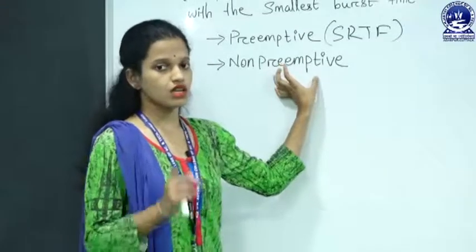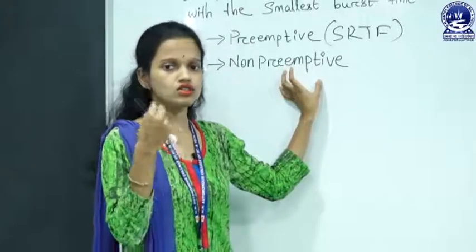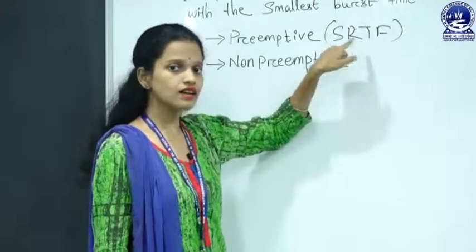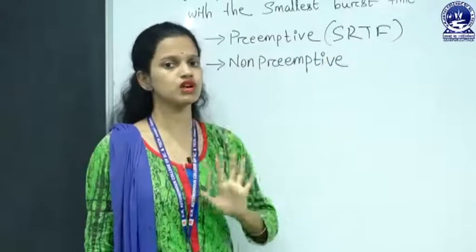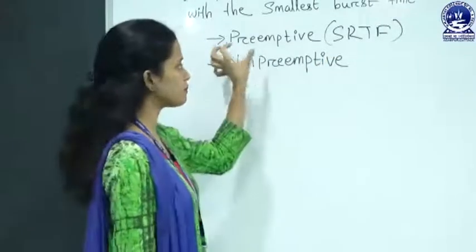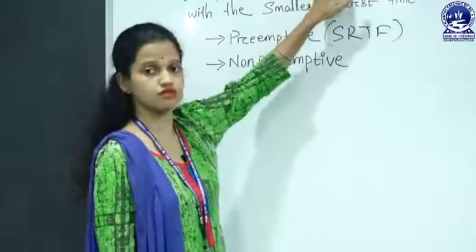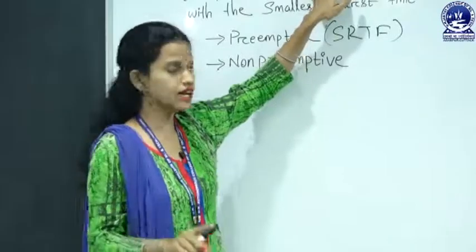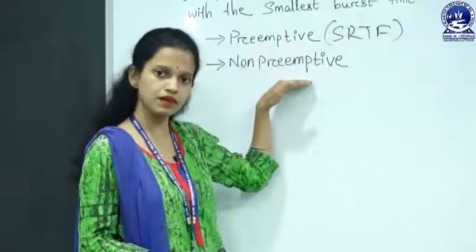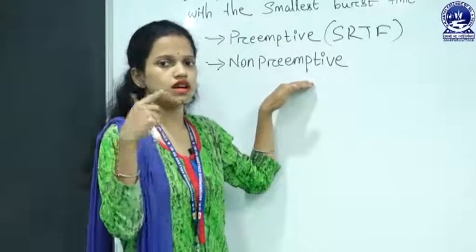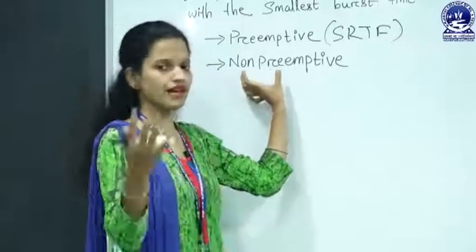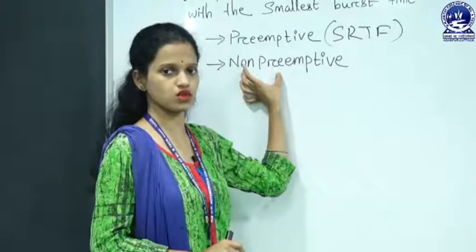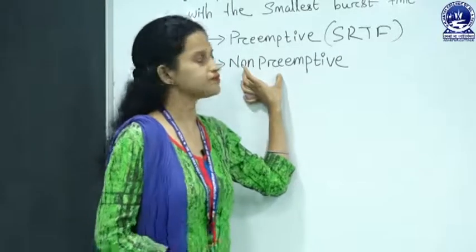If they specify to solve the problem using SRTF, then you have to apply the preemptive version of this SJF algorithm. If they don't specify anything, preemptive or non-preemptive, then by default you have to apply the non-preemptive version of this SJF algorithm. Take care of that.